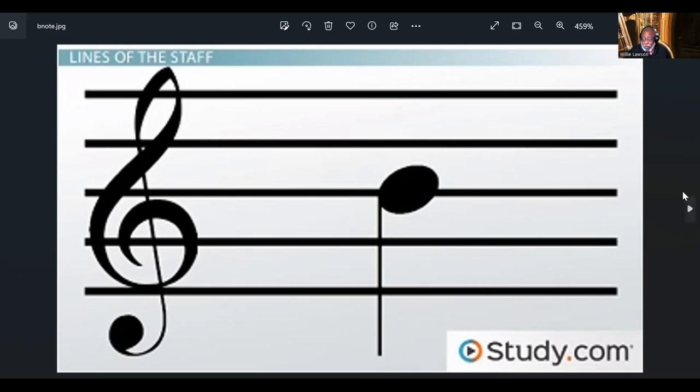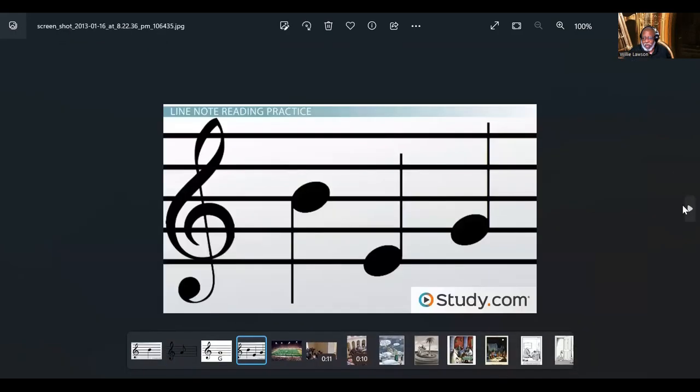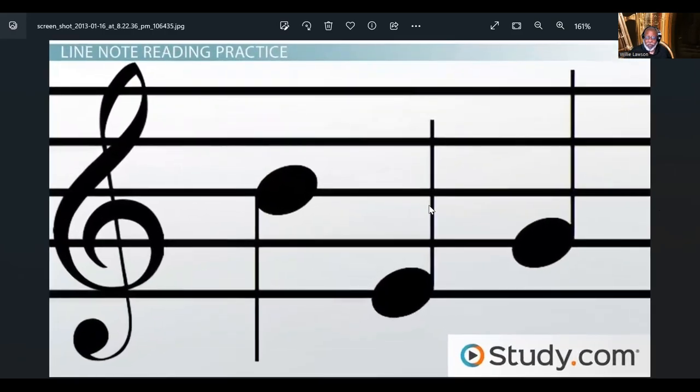Cool. Let's see if we can get one more thing here. All right, let's look at these three notes before we go. We now know where the B is, and we also know where the G is. Which of these notes is a G? What's our anchor to G? Our anchor to G is the curly Q in the treble clef, or the G clef.